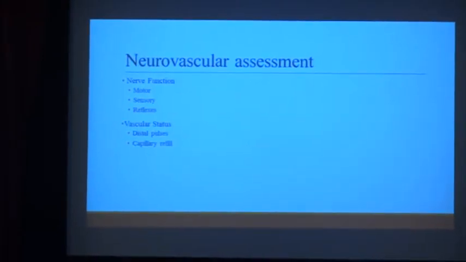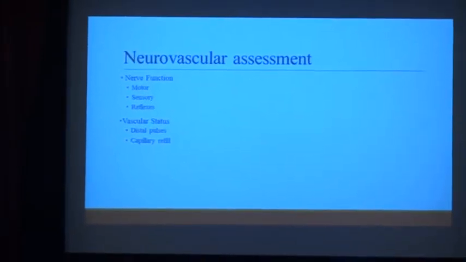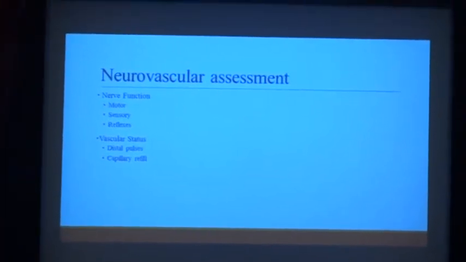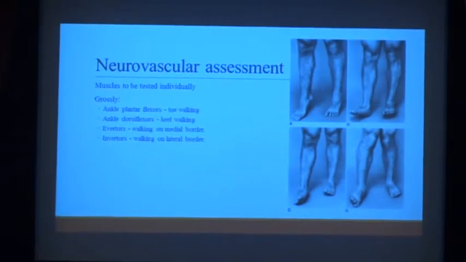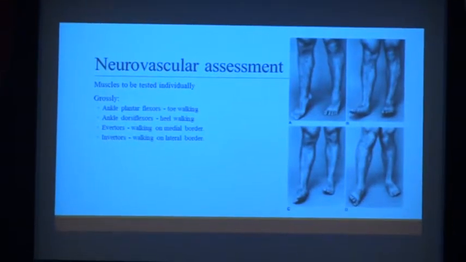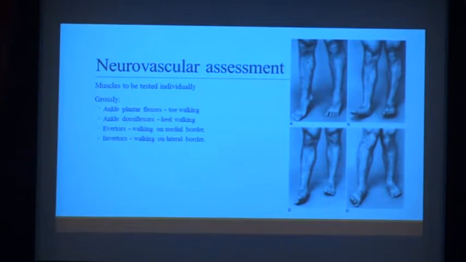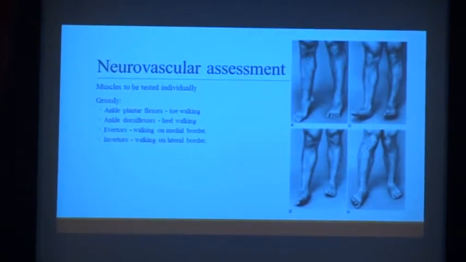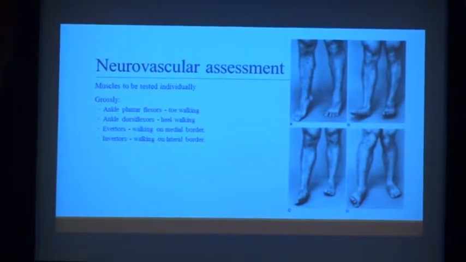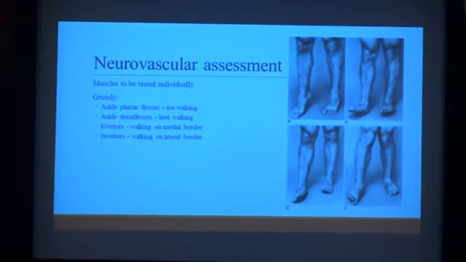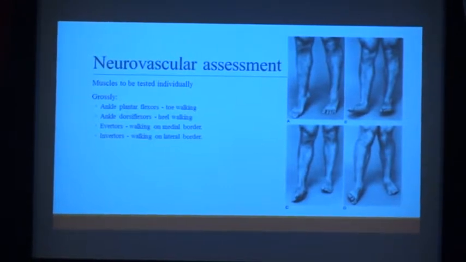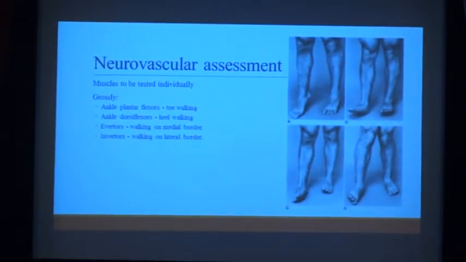So neurovascular assessment in all this, your motor, sensory, and also the vascular status has to be assessed. Muscles to be tested are the ankle plantar flexors by toe walking, ankle dorsiflexors by heel walking, everters walking on the medial border, and the inverters walking on the lateral border. These have to be checked and recorded.